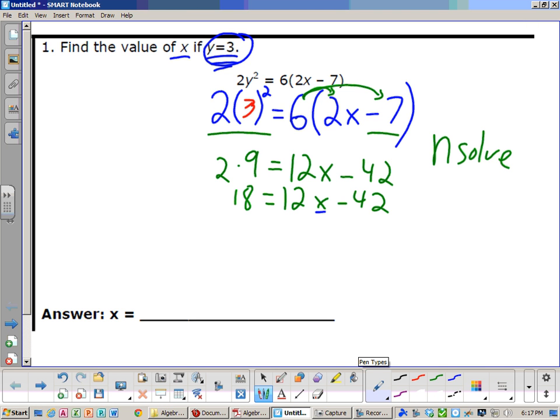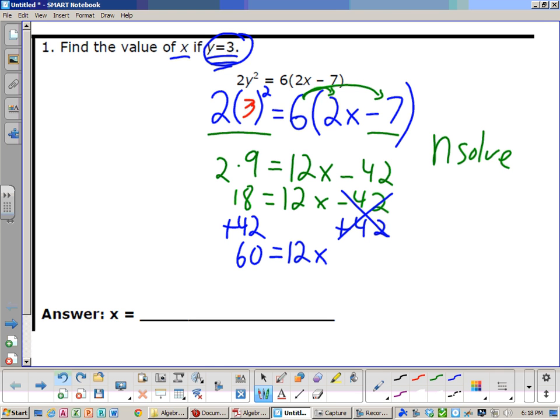Now, if I want to get that x by itself, I'm going to have to get rid of anything that's next to it and to the side of it, right? I need those guys gone. So I'm going to get rid of this negative 42 by saying plus 42, plus 42. That cancels. I'm left with 12x equals 60.